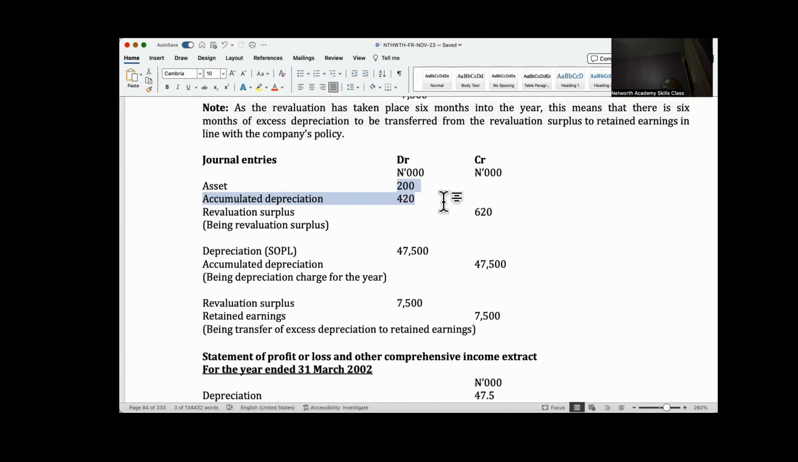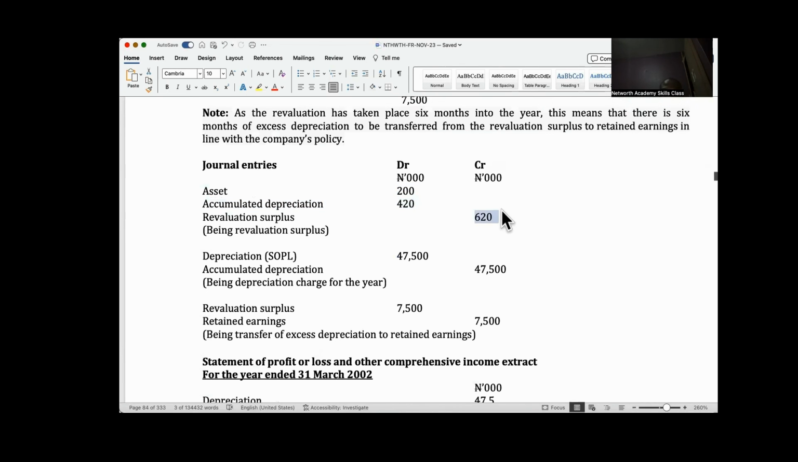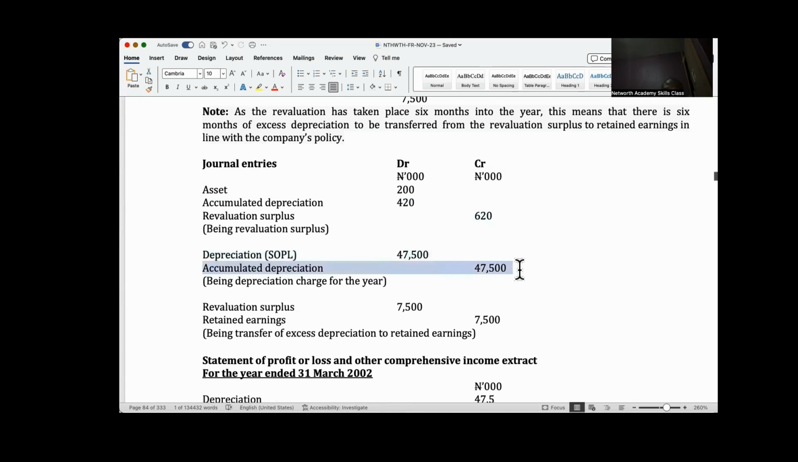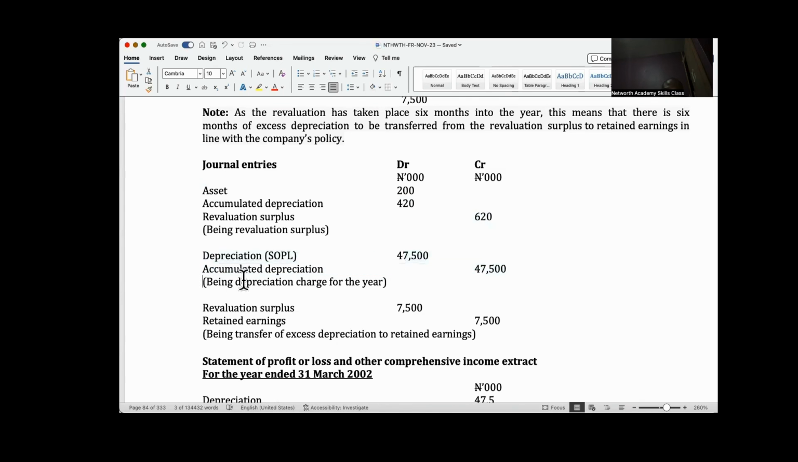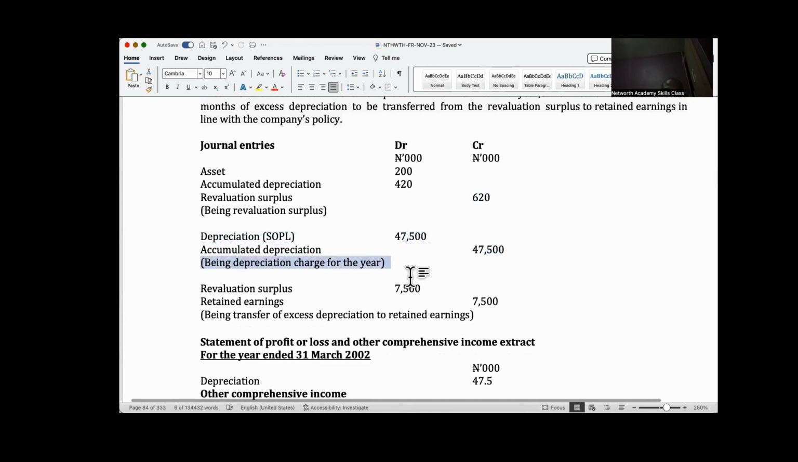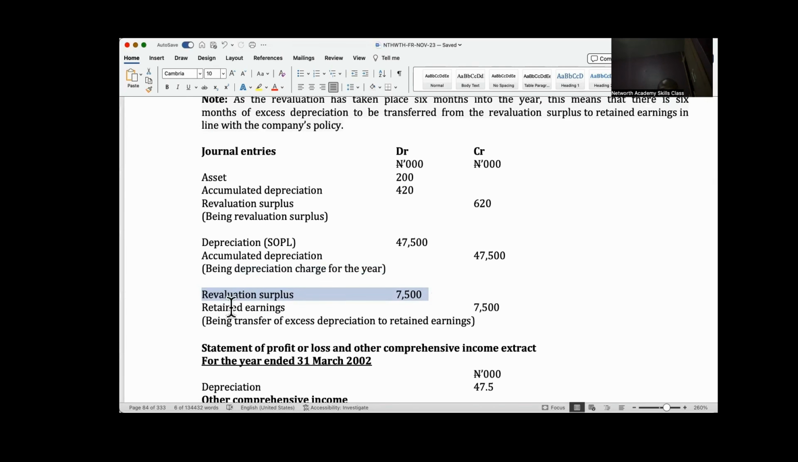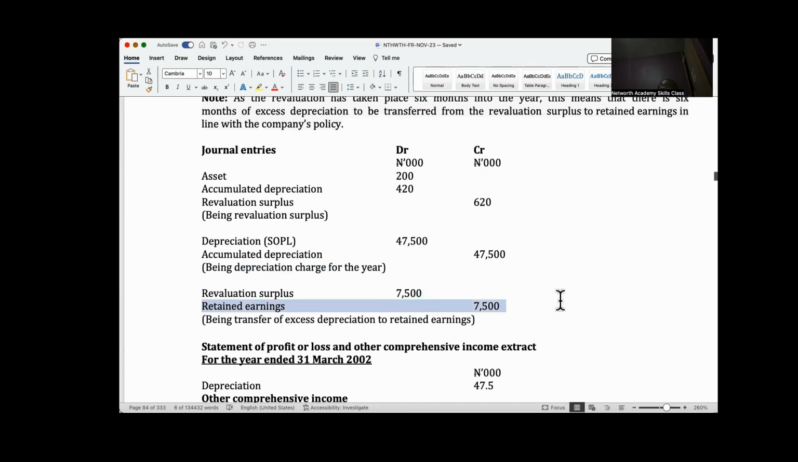Total debit, 620. Total credit, 620. Secondly, is my depreciation for the year, which I simply debit depreciation to P&L. I credit accumulated depreciation, being depreciation charged. Then transfer of excess depreciation, that excess depreciation of 7.5, I remove it from my revaluation surplus through a debit. I credit to my retained earnings, being transfer of excess depreciation.